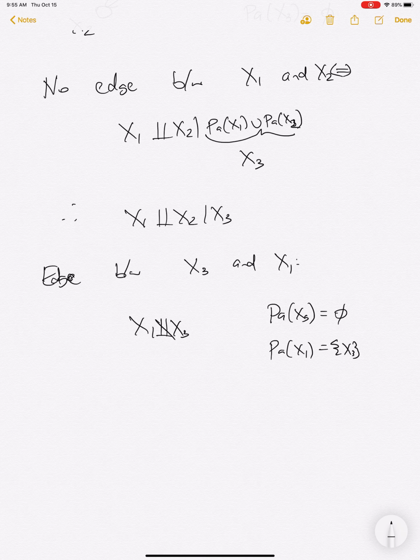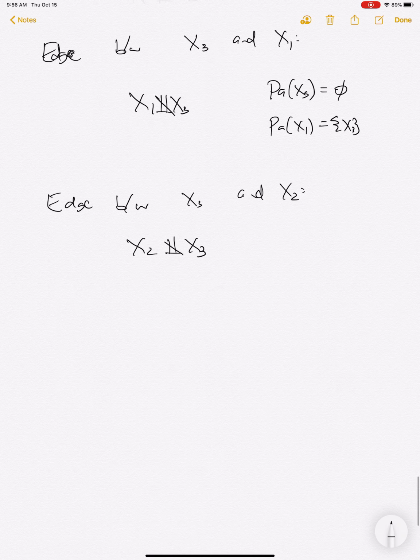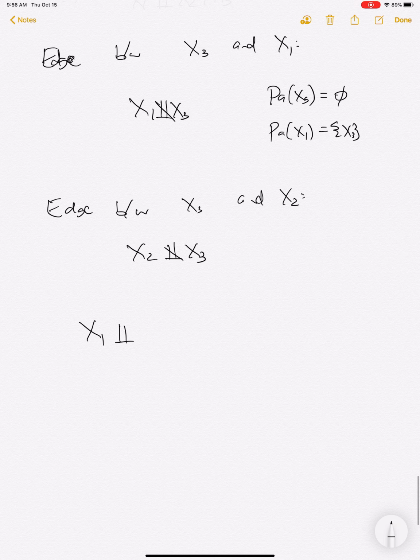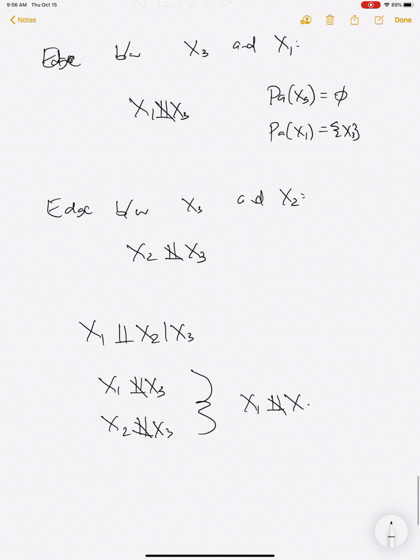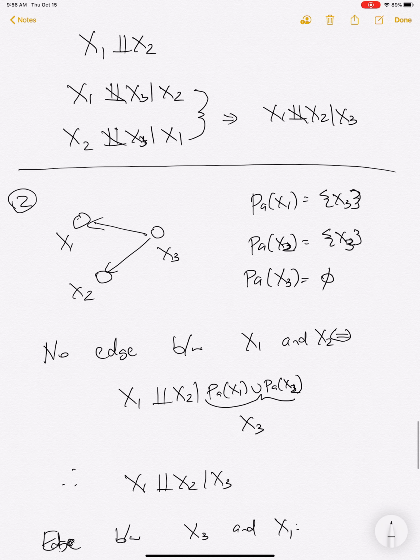And then also we have the edge between x3 and x2, which means that x2 is dependent on x3. So the three fundamental independences or dependences we have are that x1 is independent of x2 given x3, x1 is dependent on x3, and x2 is dependent on x3. And you can put these together to show that x1 is dependent on x2, because if those two statements are true, that implies this statement, just like we saw in that first example.